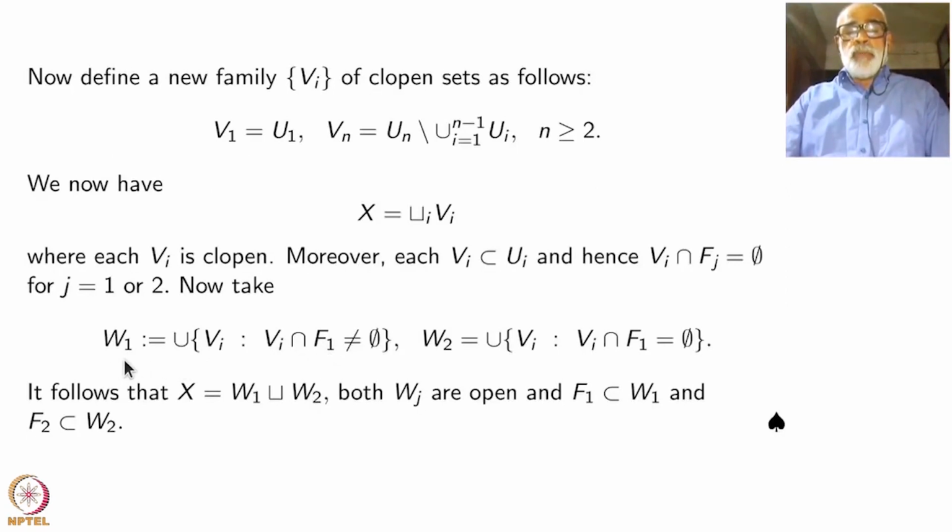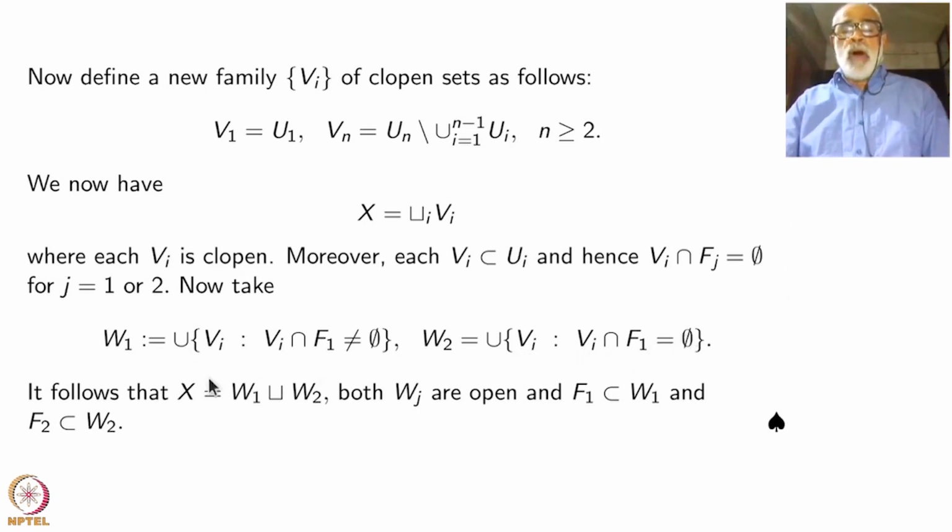Now take W1 to be the union of all those Vi's such that Vi intersection F1 is non-empty. And the other is W2, namely all the Vi's for which Vi intersection F1 is empty.